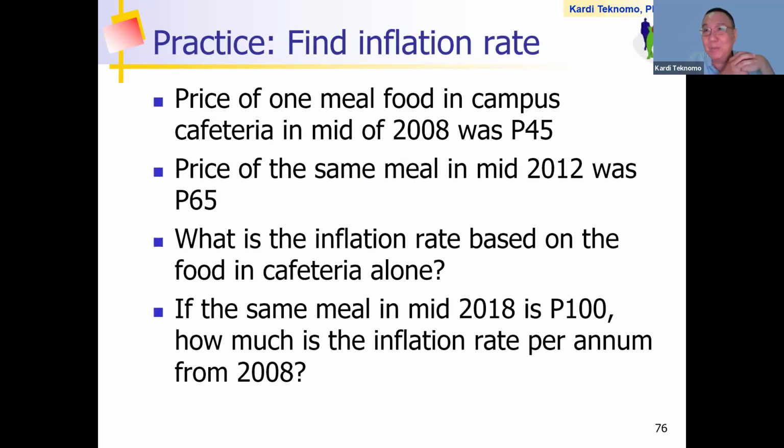I came to the Philippines in 2008. The food in the cafeteria was 45 pesos. I took the meal in 2012 and it was 65. And then in 2018 it was 100 already. The same food. So what is the actual inflation rate? Is the inflation rate between 2008 to 2012 the same as the inflation rate from 2012 to 2018?